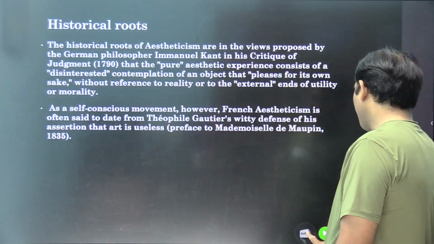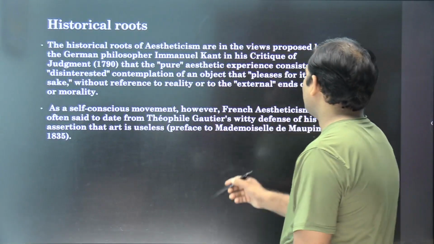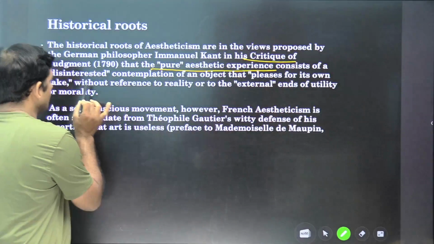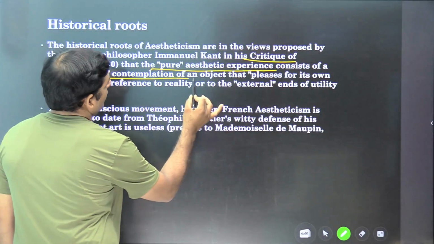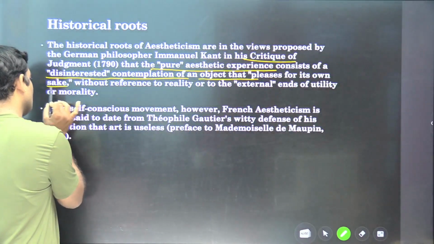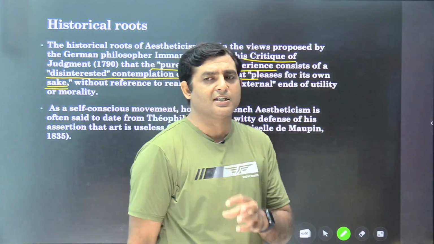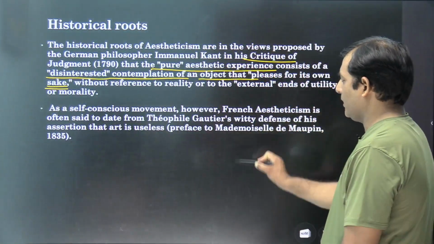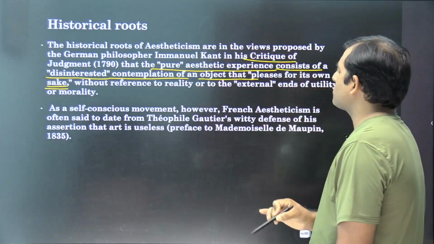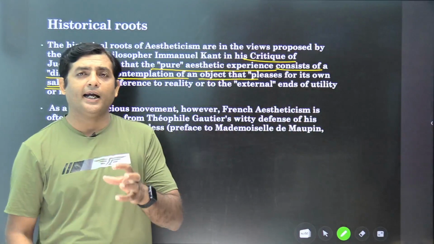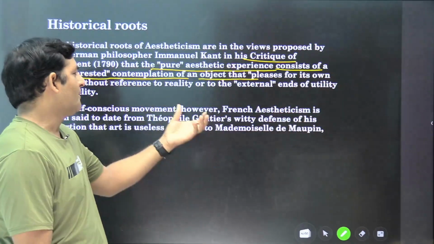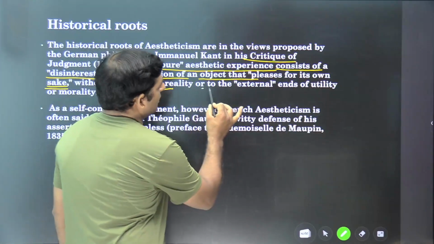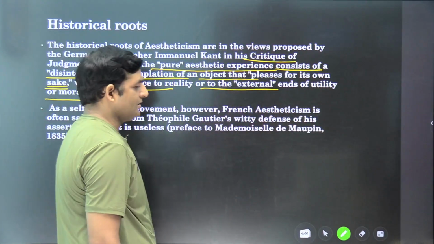और उस जर्मन फिलोसोफर इमैनुअल कांट ने बात की थी, किसकी? इमैनुअल कांट ने अपनी Critique of Judgment में बात की थी, the pure aesthetic experience consists of a disinterested contemplation of an object that pleases for its own sake. Right, disinterestedness. Disinterested means to be totally neutral. Don't be biased, right? Don't be prejudiced. That is disinterestedness. And pure aesthetic experience consists of a disinterested contemplation, right? Disinterested contemplation means thought, meditation, of an object that pleases for its own sake without reference to reality or to the external ends of utility or morality, right?